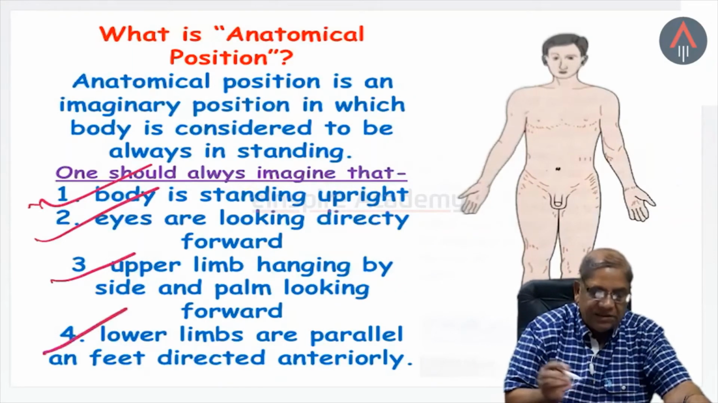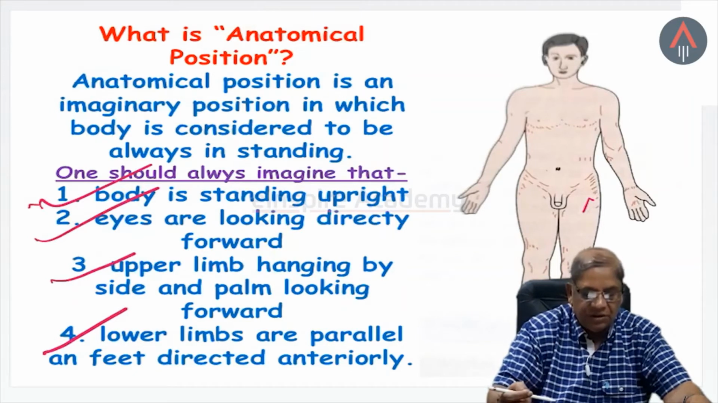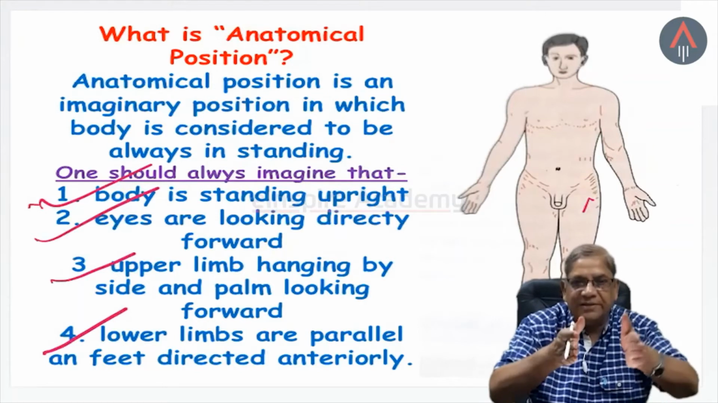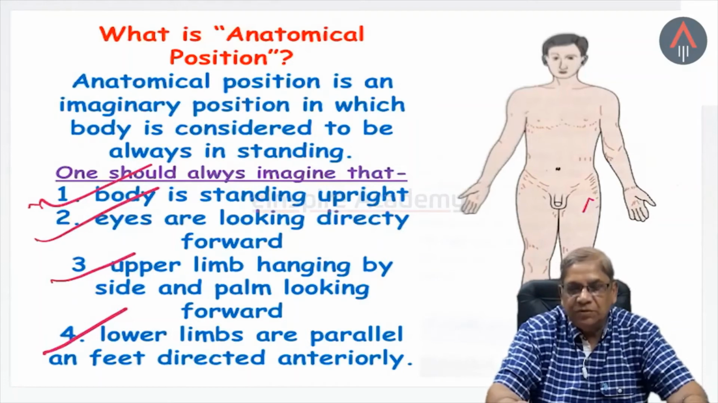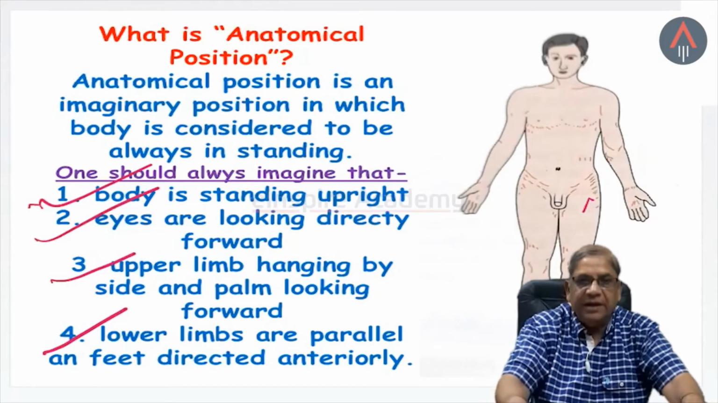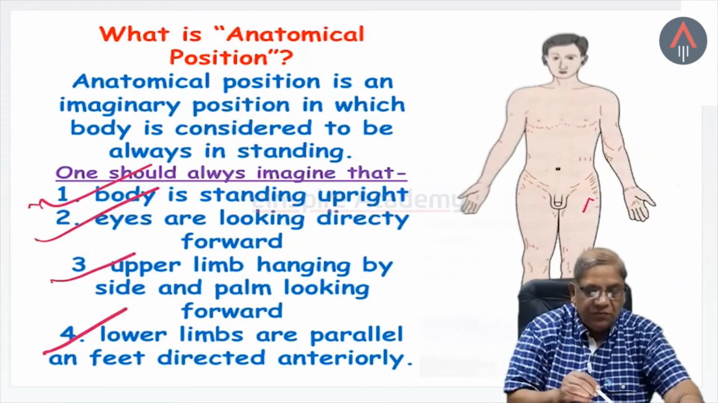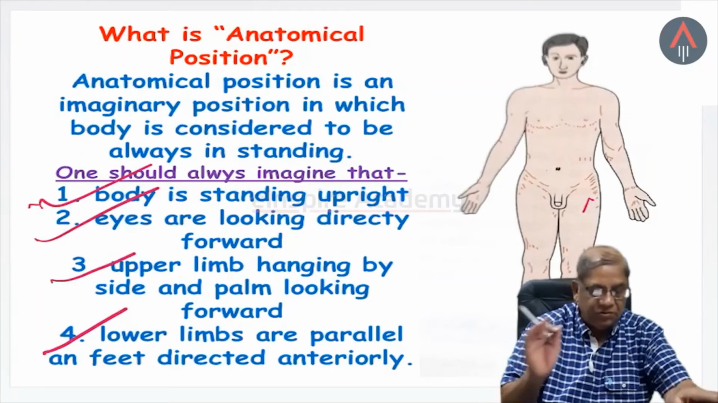And the fourth and last condition is that both the lower limbs should be parallel to each other, and the feet are directed anteriorly. Their feet should also be directed anteriorly, not onto one side or the other side. Both the feet should be directed anteriorly. Anteriorly means forward. So these are the 4 different conditions; when a person stands in these 4 conditions, or when you imagine him so, then only it is the anatomical position, right?